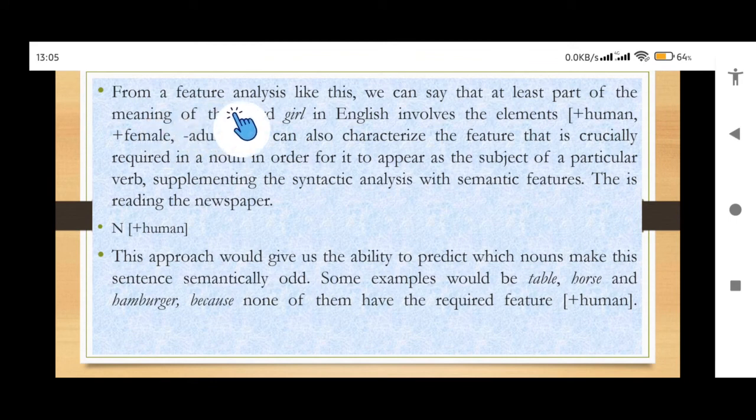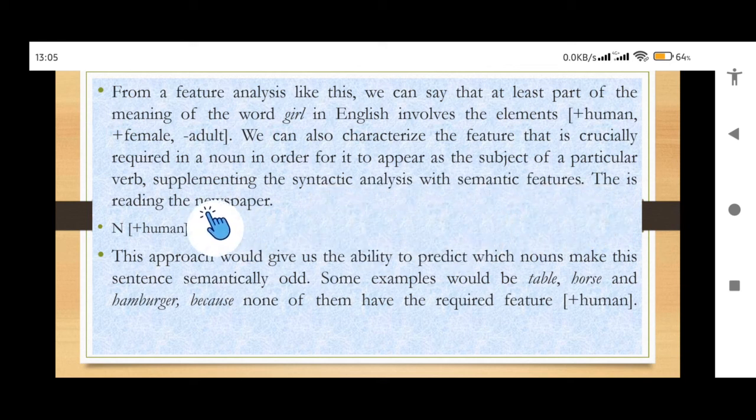From a feature analysis like this, we can say that at least part of the meaning of the word girl in English involves the elements plus human, plus female, minus adult. We can also characterize the feature that is crucially required in a noun in order for it to appear as the subject of a particular verb, supplementing the syntactic analysis with a semantic feature.